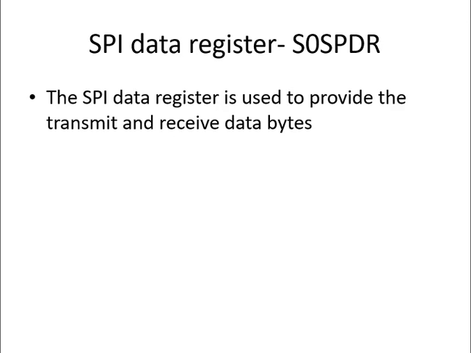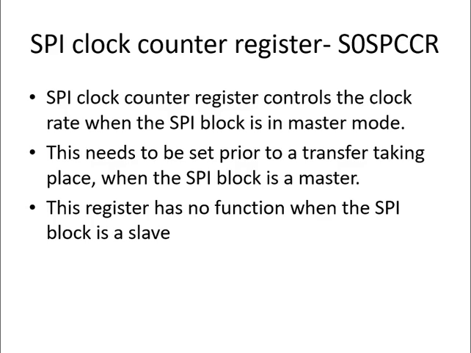Then the third one is the data register, where you are going to put the data byte to be transmitted, or the data byte which you want to collect from the SPI module is present in this register. So this is the SPI data register, and the last one is the SPI clock counter register. Now what is a clock counter register? It controls the clock rate when the SPI block is in master mode. This needs to be set prior to the transfer taking place when the SPI block is a master. This register has no function when the SPI block is a slave.